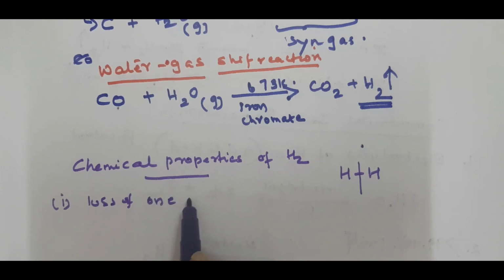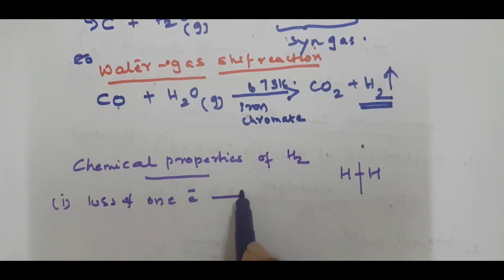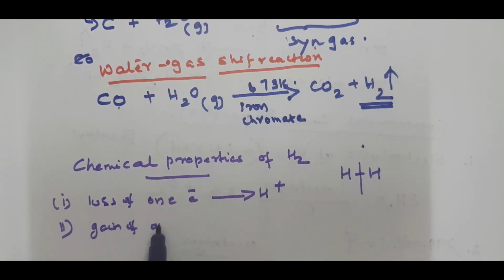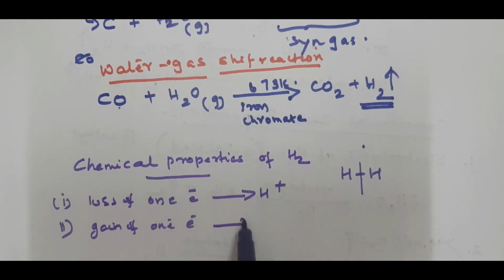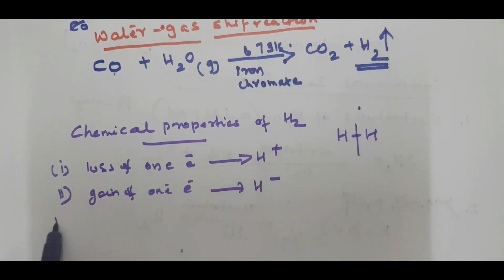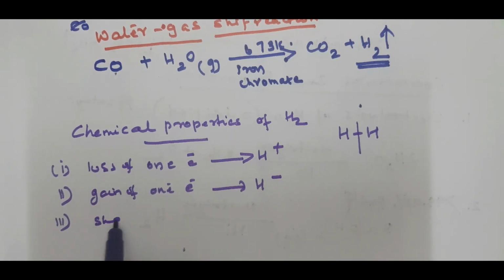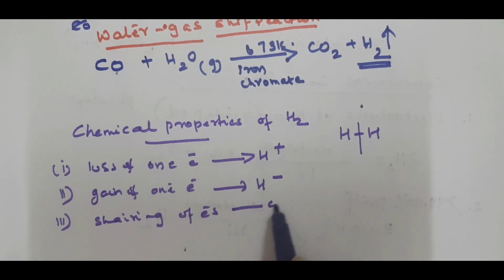There is only one electron. The loss of one electron forms an H plus ion. Then the gain of one electron forms an H minus ion, or a hydride ion. And the third category is sharing of electrons to form a covalent bond.